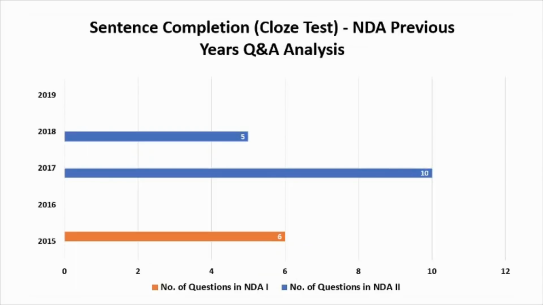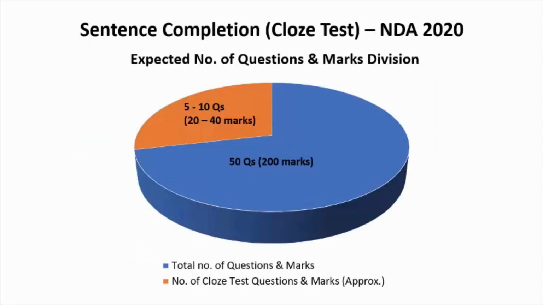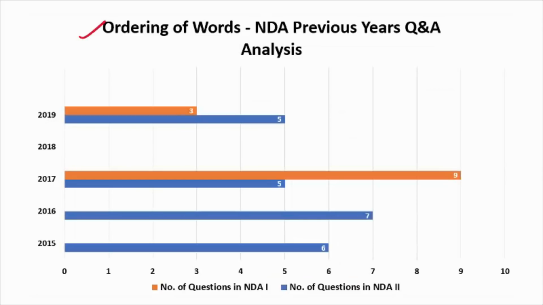And then moving on to closed test. As you can see, no questions came from closed test in 2019. In 2018 it came only in NDA 2, which were only 5 in number, the least number of questions. And the highest number of questions from sentence completion closed test came in 2017 NDA 2, which were 10 in number. So, if at all questions from sentence completion in the form of closed test come in your upcoming NDA exam, you will get 5 to 10 questions, which will again carry 20 to 40 marks out of 200 marks in total. Right? Now we will move on to ordering of words.